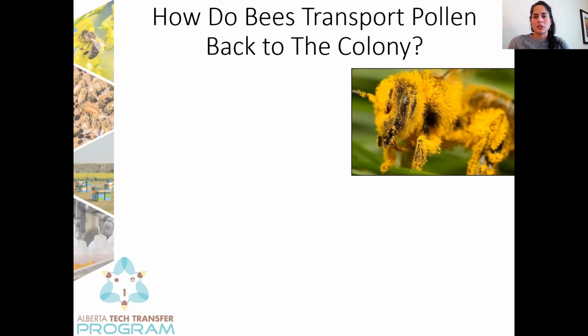Bees transport pollen back to the colony in their pollen baskets. They have hairs all over their body, as you can see in this photo. Their hairy body works really well to trap pollen from the flowers when they're visiting, even if they're just there to collect nectar, not specifically pollen. The pollen still gets trapped, and these hairs catch it. So that hairy body has a function.